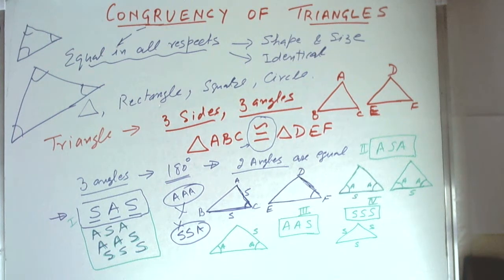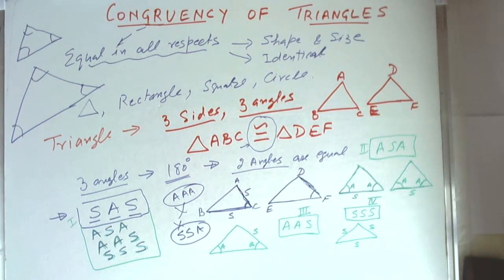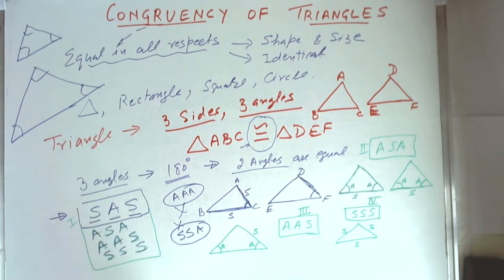So what have we learned in this video? We have learned what is congruency. Congruency means equal in all respect, shape and size. And it is also called identical triangle. And congruency could apply to any shape, for rectangle, square and circle. But in this video, we are learning about the triangles. The basic measurement of a triangle is three sides and three angles. And if all three sides and three angles are equal, then obviously the two triangles are congruent. And the congruency symbol is an equal to sign with a symbol on top of it. And then we have four basic rules: side angle side, angle side angle, then AAS and SSS. If any of these four conditions is valid, then the two triangles are congruent.